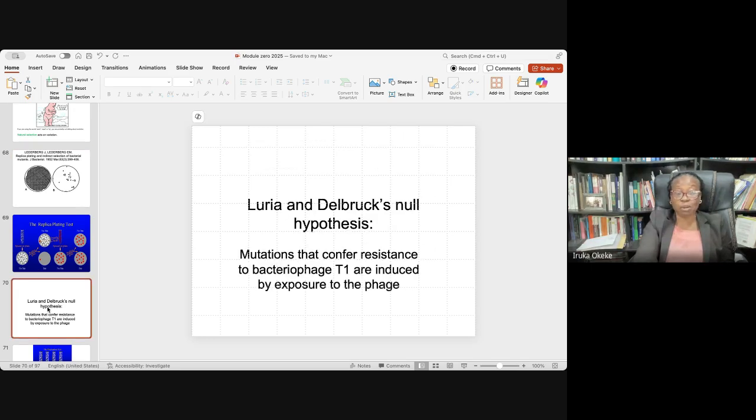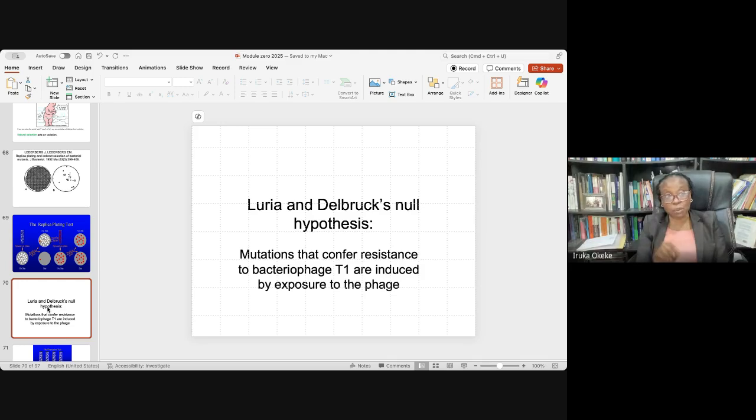But Luria and Delbruck were actually working right before Alexander Fleming, so they didn't have the luxury of working with antibiotics. But they had bacteriophage. What they found was that if you take E. coli that are susceptible to bacteriophage, when you infect them, they die. But every now and then you have an E. coli culture that you infect with bacteriophage, they're susceptible, most of them die, and then you get one colony that's resistant.